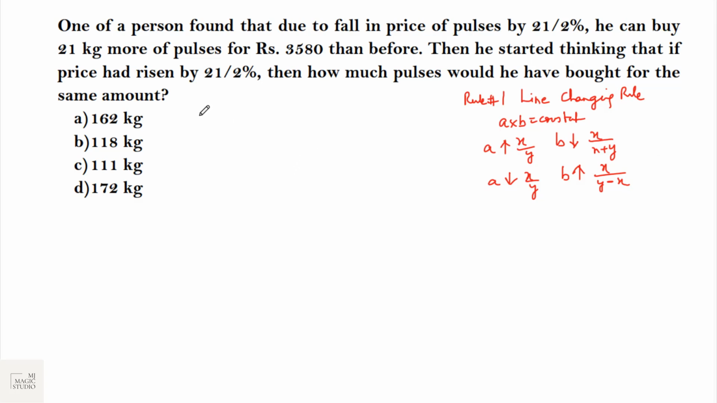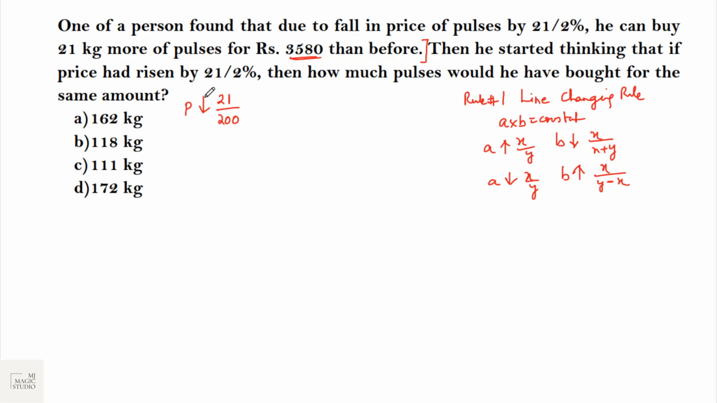Let's do this now. A person found that due to a fall in the price of pulses, the price is falling by 21 by 2%. 21 by 2% means in fraction it is falling by 21 by 200. The price goes down by 21 by 200. He can buy 21 kg more of the pulses for 3580 than before. Stop. That means the amount that the person is spending before and after the price change is the same. That means A into B or P into Q is constant.